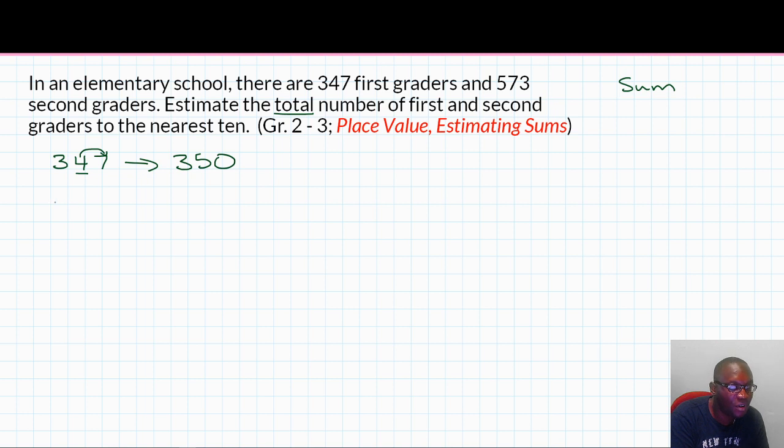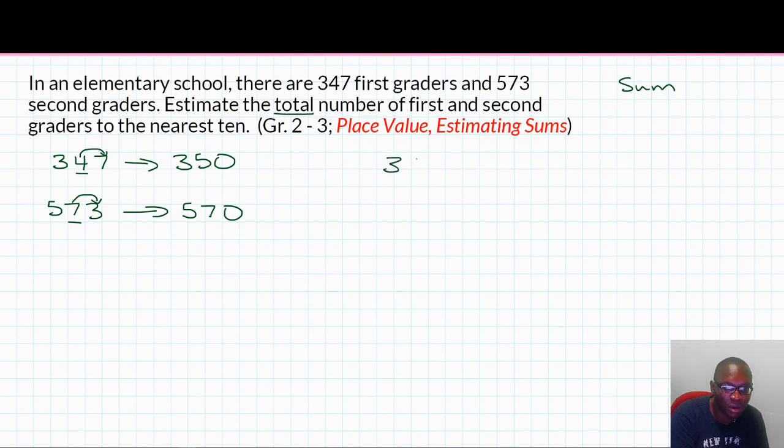And then we have 573, and 7 is in the tens position. We're going to look to the right. We have a 3 there, so 3 is less than 5, so we get 570. And so we're going to add these numbers together.